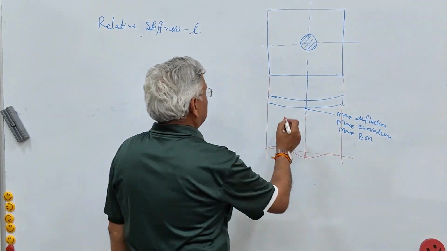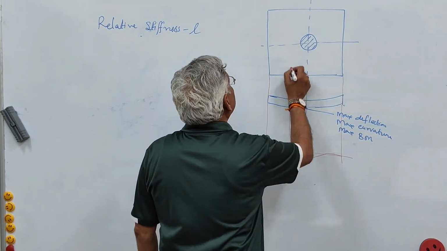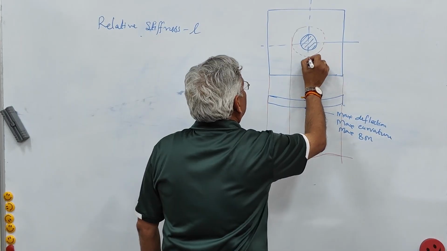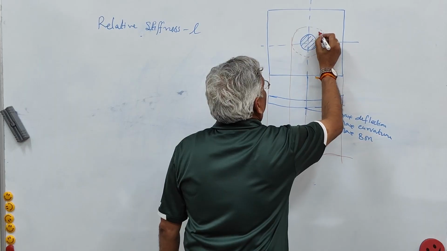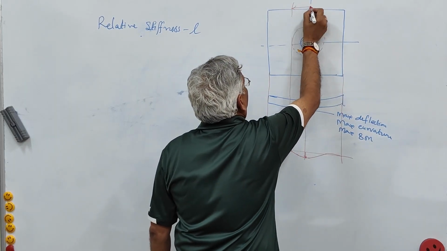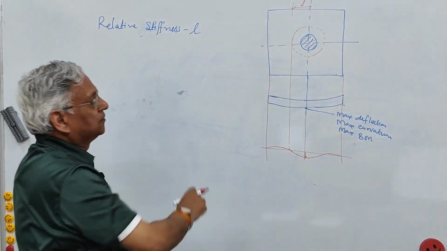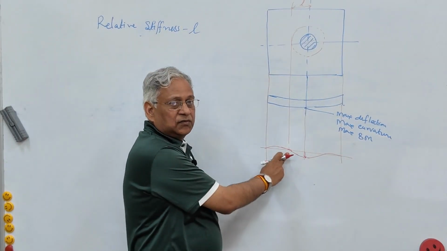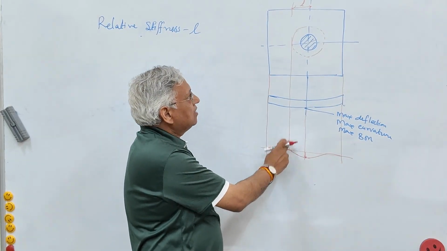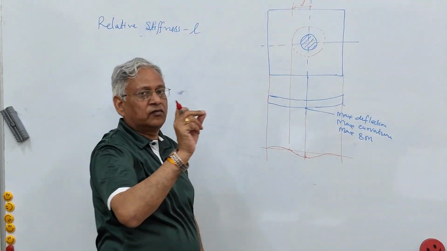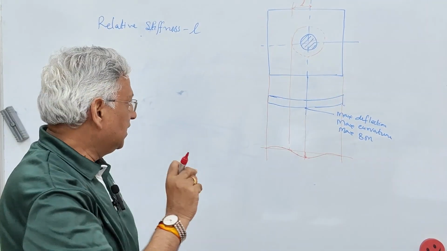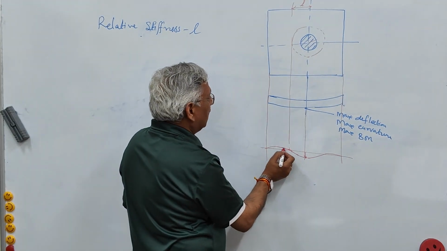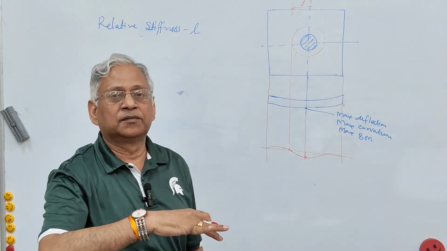Now beyond a certain distance, what is that distance? If you draw a circle here, this is the L, that is the radius L we defined. This is what we call the point of contraflexure. Point of contraflexure occurs at a distance L. L is the radius of relative stiffness, and at this point the bending moment is 0, and beyond that there is a reverse curvature in the slab.